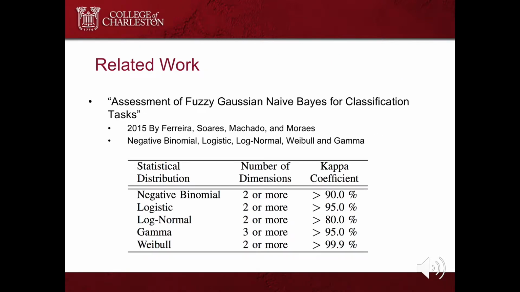In 2015, 4 researchers assessed the performance of the fuzzy Gaussian naive Bayes classifier for the classification of 5 different statistical distributions: negative binomial, logistic, log normal, gamma, and Weibull. Our work follows the work of these researchers. In our study, we use the same statistical distributions, and we also use the same parameters.